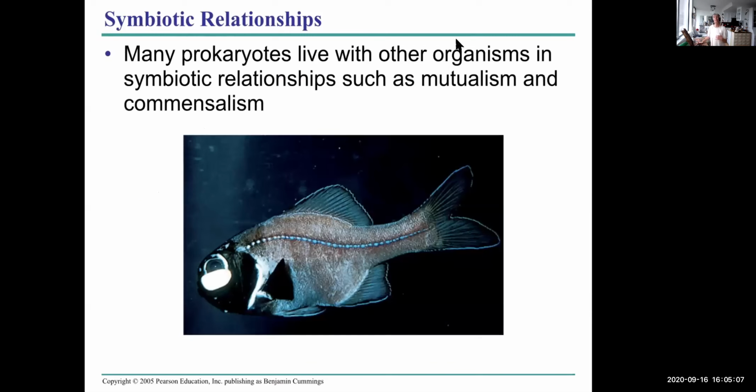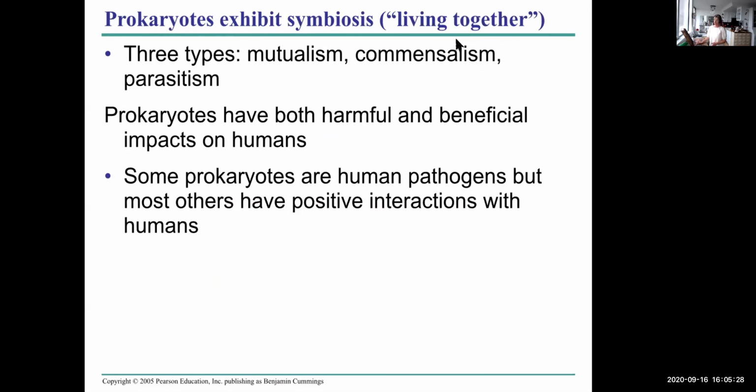Some bacteria are symbiotic with organisms like this fish. These bioluminescent areas of the fish are actually bacteria that live in the skin of the fish and are bioluminescent themselves. So there are incidences of mutualism and commensalism abounding in nature.